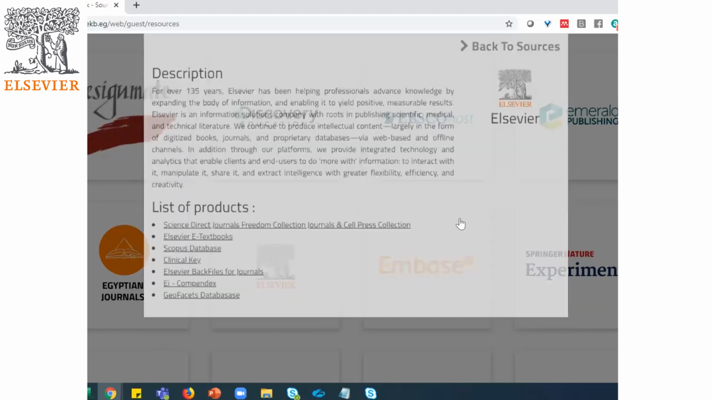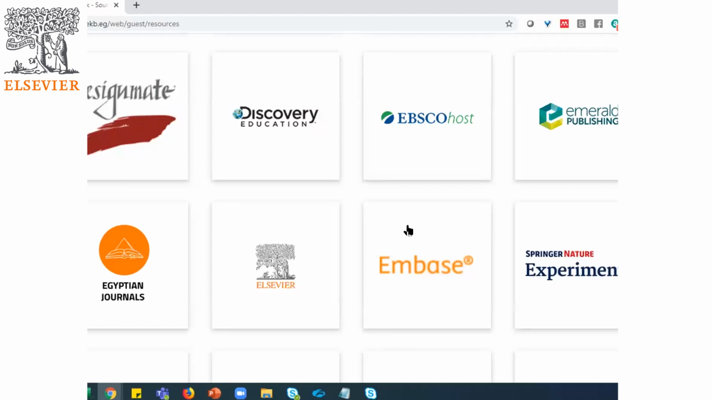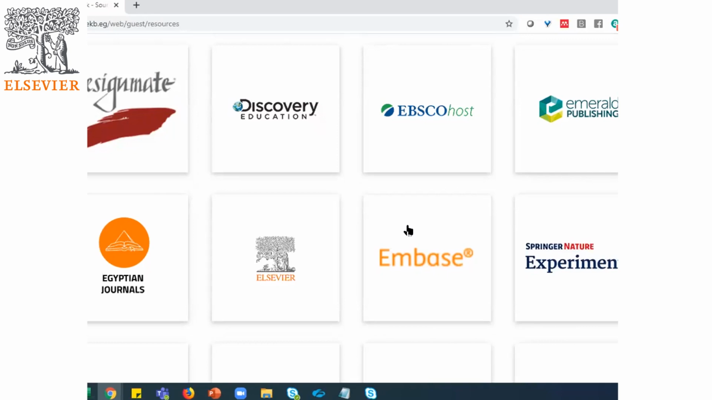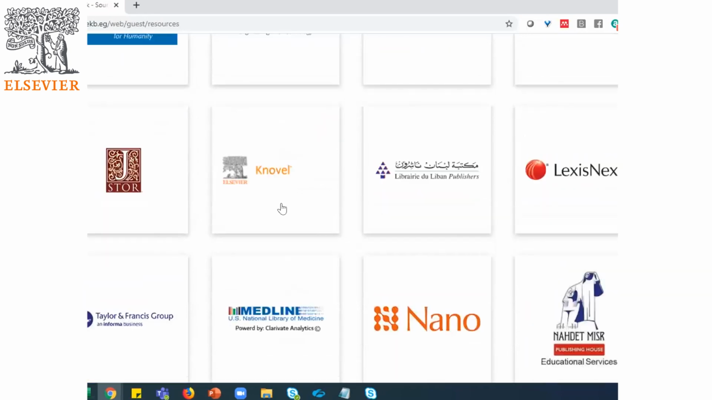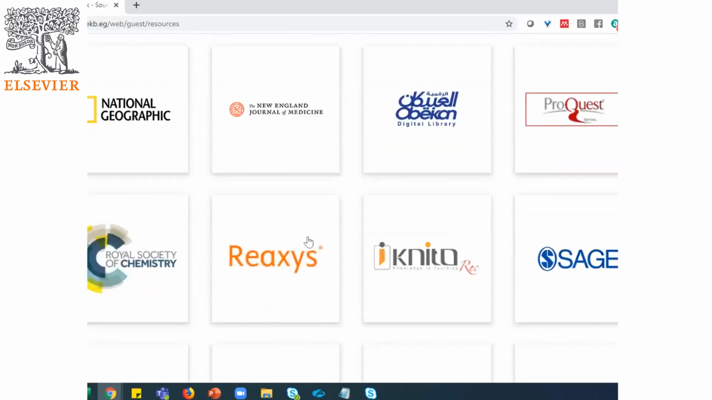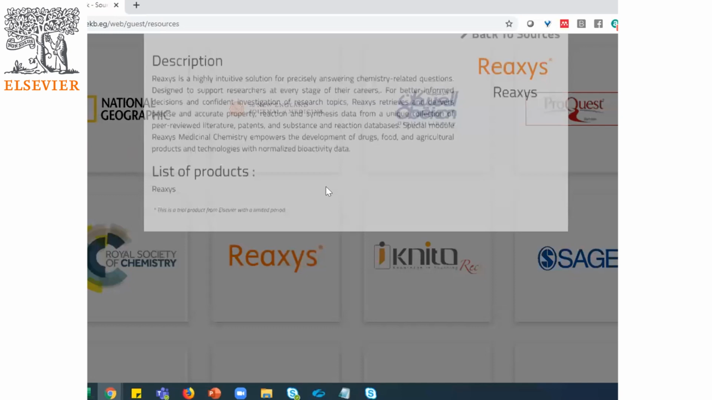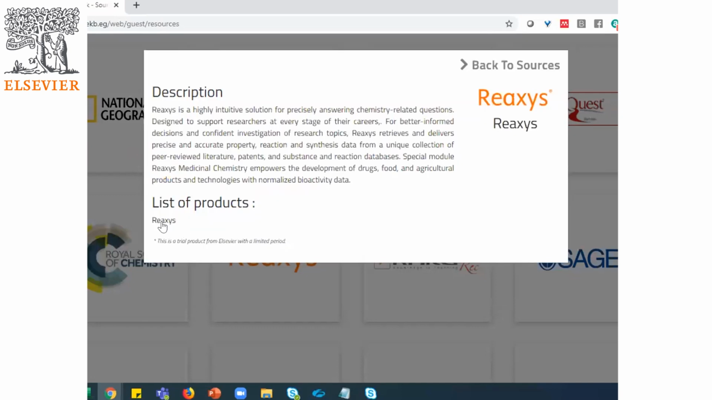However, Embase, as you can see here, is listed alone because Embase is available for a limited period, as well as, if I scroll down a bit more, Novel for engineering, and the topic of our discussion today, Reaxys. If I click on Reaxys, I can see a description for Reaxys and a link. If I click on this link, it will take me to Reaxys, and I will be given access to Reaxys, as well as Reaxys medicinal chemistry that's being provided by EKB till the end of July.